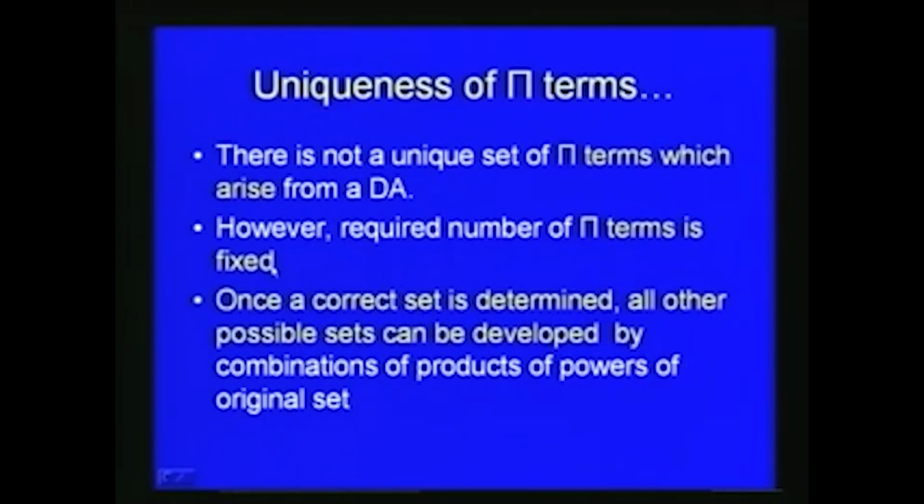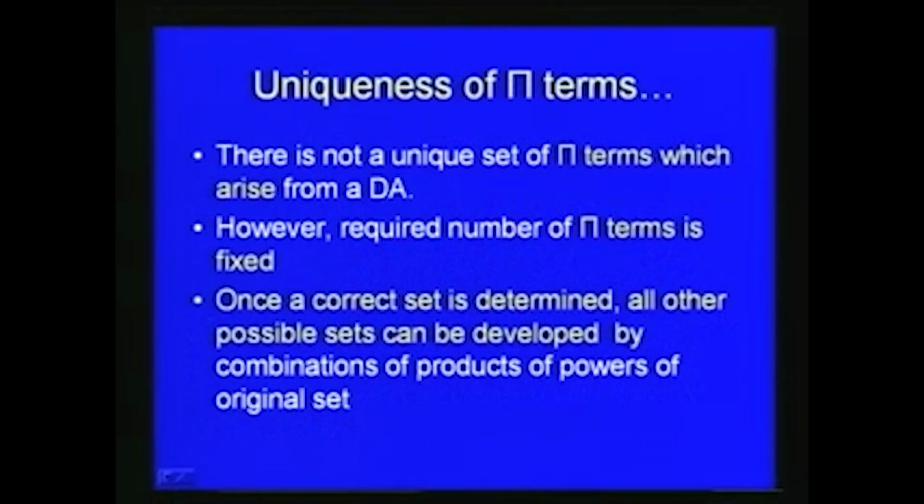So in dimensional analysis we can see that there is no unique set of pi terms. However, the required number of pi terms is fixed. So in the analysis which we have seen, with the basic steps we have seen earlier, the number of pi terms is fixed. There is not a unique set of pi terms coming from the dimensional analysis. Once the correct set is determined, all other possible sets can be developed by a combination of products of powers of the original set.